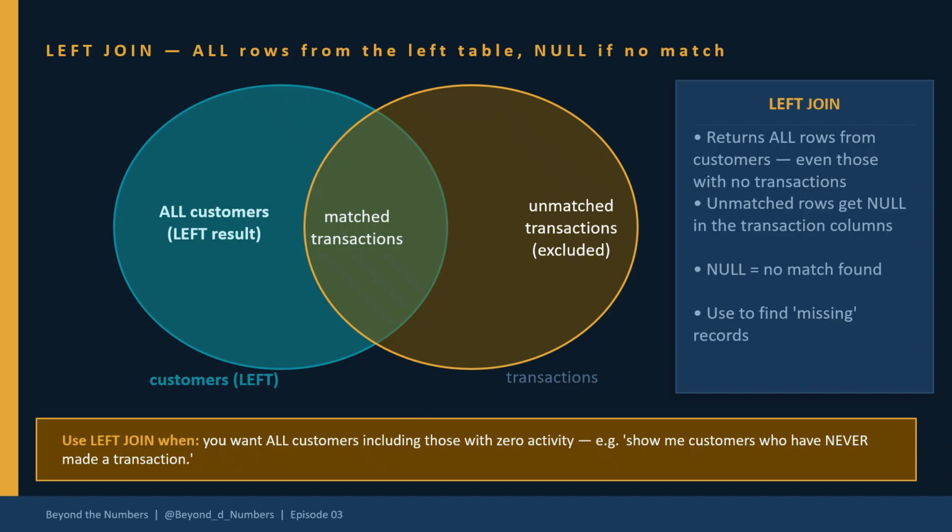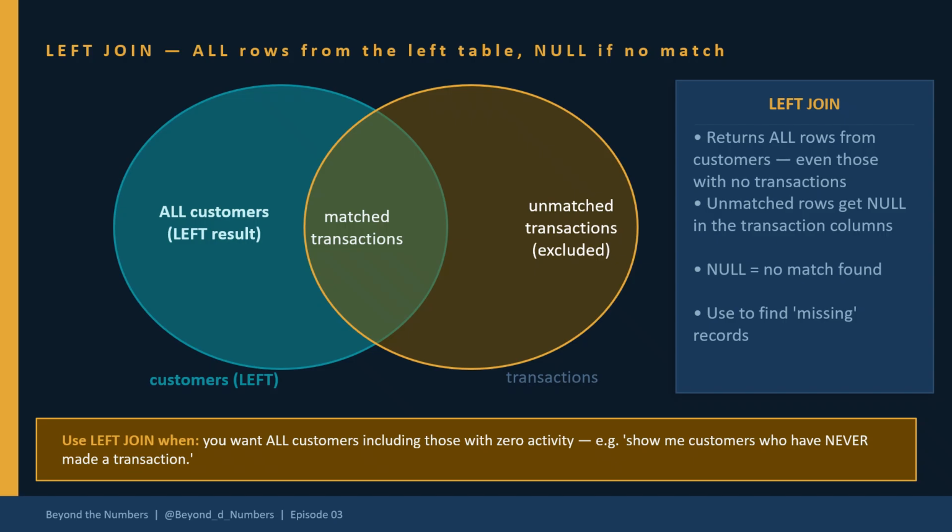What do I mean? Empty. There will be no value there. So null is SQL's way of saying there's no matching row on the right side. And that null is actually the most useful thing in the result because null tells you exactly which customers have never transacted. So when would you use left join?